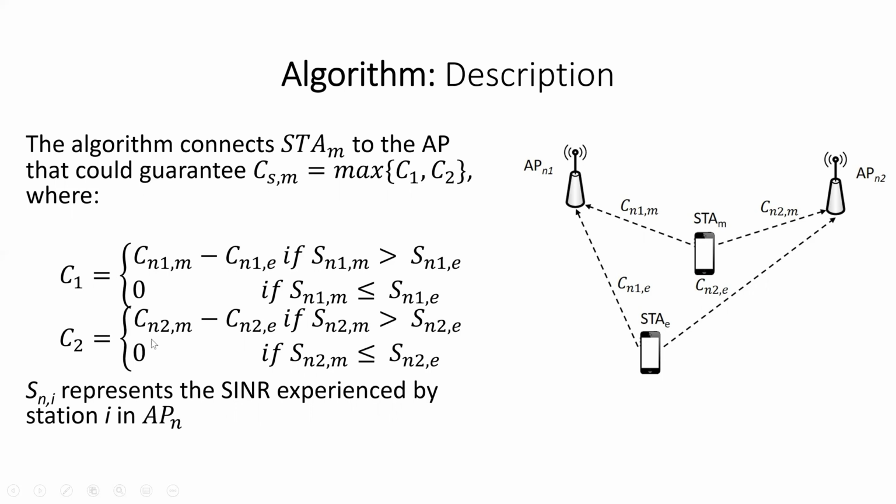So when the algorithm calculates C1 and C2, it tries to find which one is bigger. If C1 is bigger, it connects the station to access point N1. If C2 is bigger, it connects the legitimate station to access point N2. So it's actually very simple from the theoretical point of view. Realizing this is a little bit difficult.